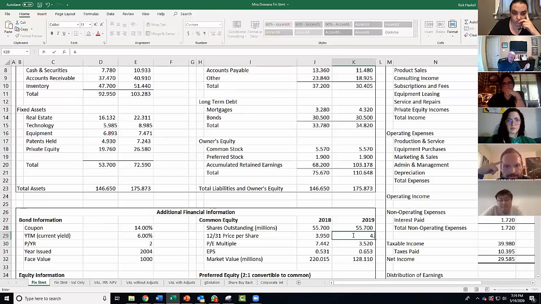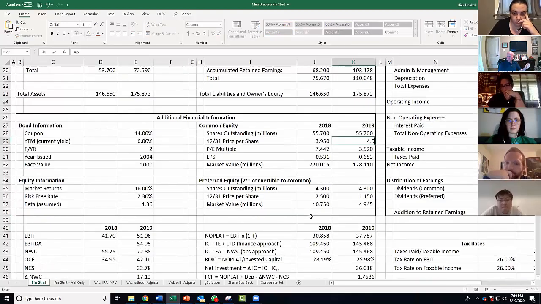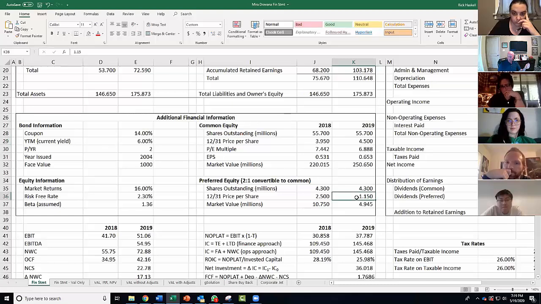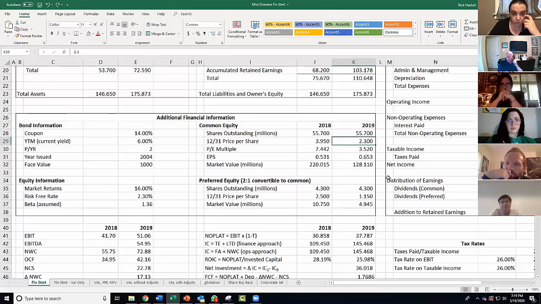I think that this was 4.5, and this was 2.3. Let me see if that takes us to the right numbers. No, it does not. So excuse me. I thought I was going to be able to bring it back to where these two sources would be the same, and I apologize. That wasn't the change.